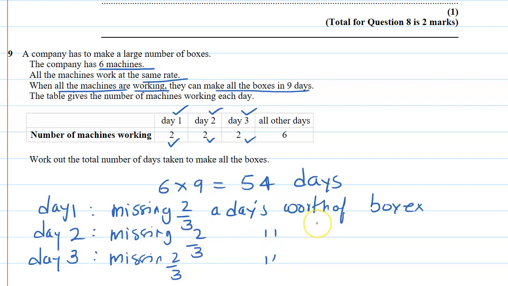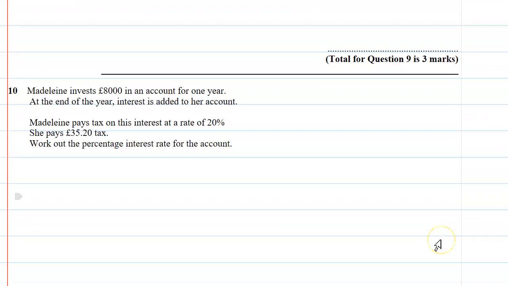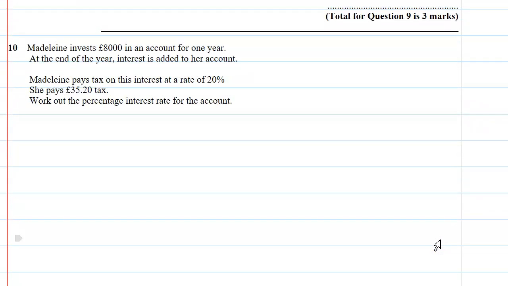If we add 2 by 3 plus 2 by 3 plus 2 by 3, it will be 6 by 3, and we are getting 2 days here. So 2 days here and 9 days altogether. So total 9 days plus 2 days, that will be 11 days. Now next question is here. Madeline invests 8,000 in an account for 1 year.